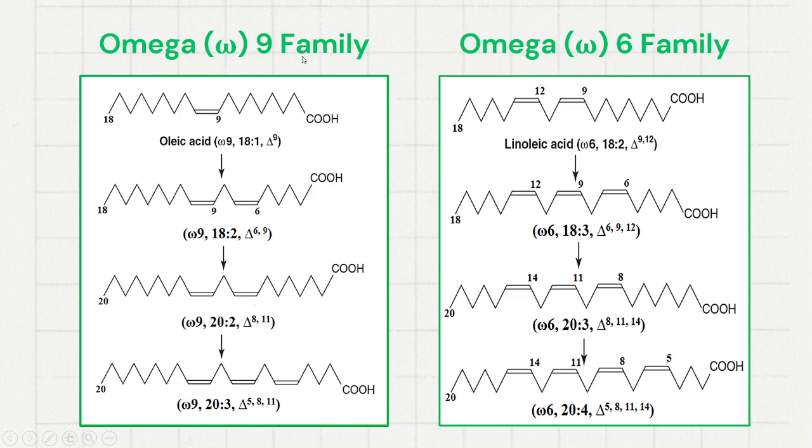So the omega-9 family from oleic acid, as we said, has a double bond at 9. No new double bond will be introduced here, and the body cannot do that. But between the existing delta 9 and the carboxy terminus is where the addition of the new double bonds will take place. Likewise, in the omega-6 family, this is the delta 9 position. The new double bonds will be introduced between the carboxy terminus and the delta 9.